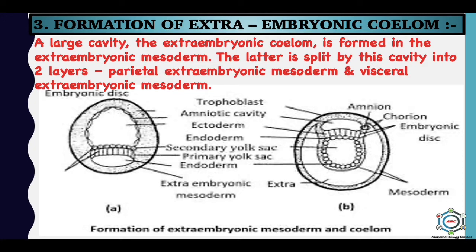mesoderm. With the formation of extraembryonic mesoderm and the extraembryonic coelom, the primary yolk sac becomes smaller and comes to have a wall of endoderm and mesoderm. It is now called the secondary yolk sac. So this is the formation of the extraembryonic coelom.